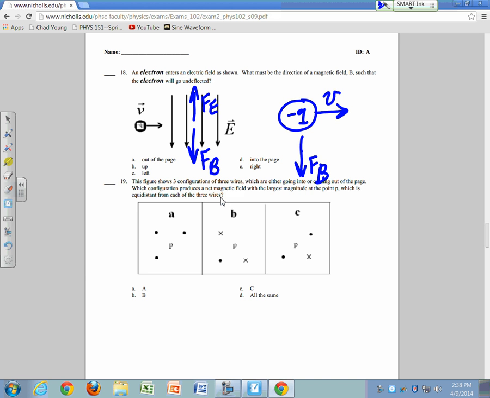You have to ask yourself, what is the direction of the electric force? And then you'll know that the magnetic force, FB, is opposite the electric force, because you have this particle that's going to go through undeflected. It's going to follow a straight line. So it has one force pulling up and one force pulling down.